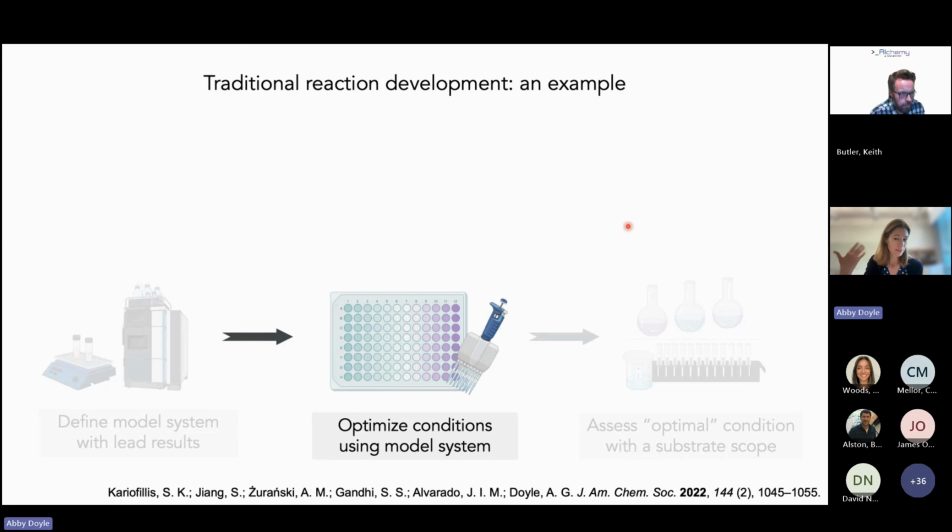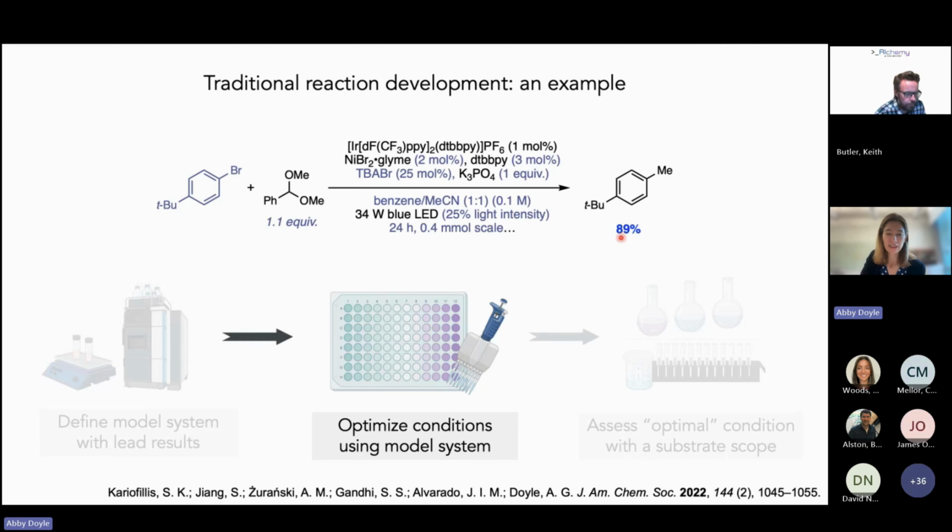From there, we need to optimize the conditions, and typically chemists do this one factor at a time, looking at multiple dimensions like solvent and catalyst loading and catalyst identity. In this particular case, we did that. We looked at a whole slew of different variables. We probably ran about 200 or 300 experiments to optimize this particular system.